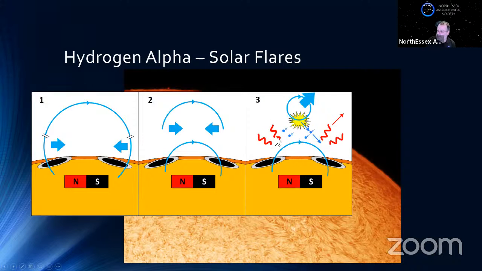And as they impact all the material down there, they start shooting off light in every wavelength, from radio right through to gamma rays. And they can be really, really massive explosions. There's also huge electric currents going on. It's heating the plasma as well due to the magnetic fields.